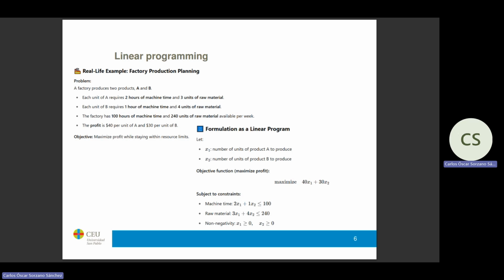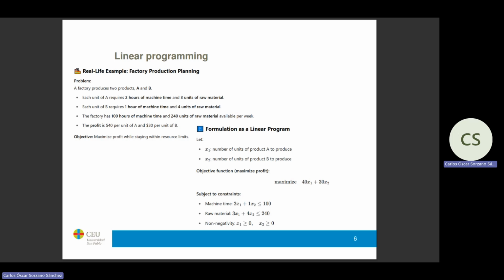Okay, so let's say that I have to define 2 variables that I can act upon. So X1 is the number of A product units, and X2 is the number of B units. Okay, and then what I want to maximize is the profit. So I have to write this profit as something I can maximize. So it is maximizing 40 times the number of A units plus 30 times the number of B units, subject to some constraints.